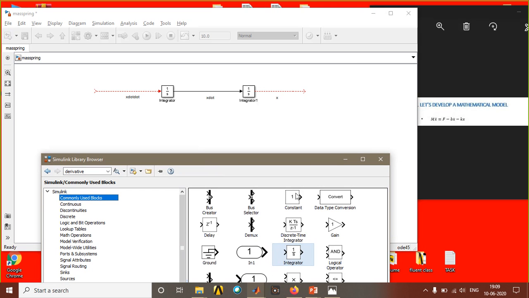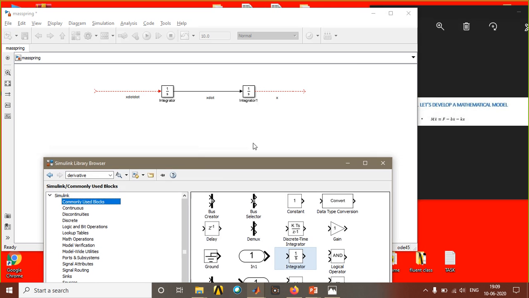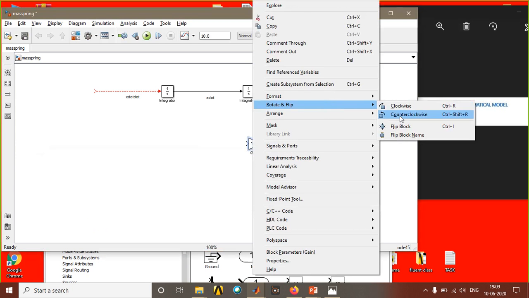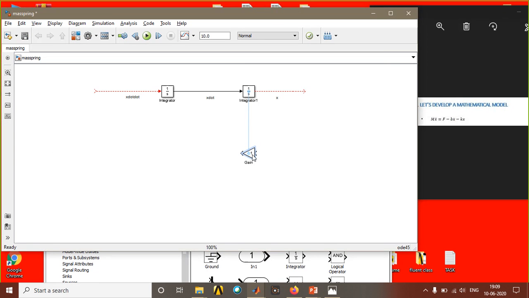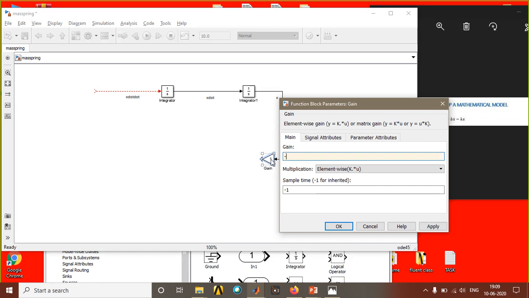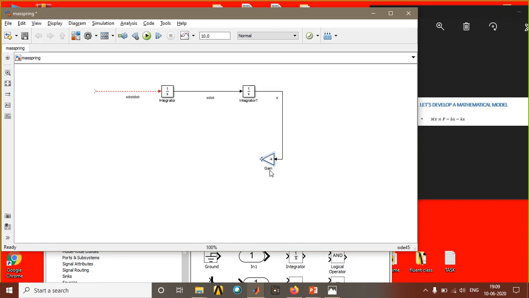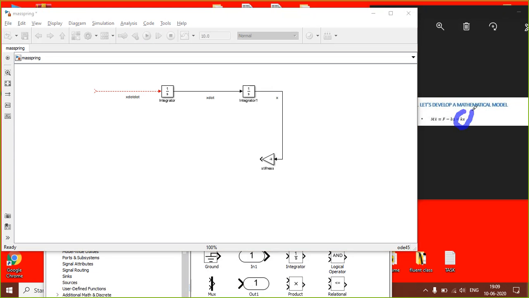So what I'm going to do is bring in gain. I need two gains. Guys, I'm going to rotate it. Go here, flip block, because I should have it in that direction. So my x is going to get gained by k. I'm going to use minus k. If you use minus here, at last there is no need to use minus in the arithmetic operator. So minus stiffness. This is stiffness, x multiplied by stiffness. So you got your last term.